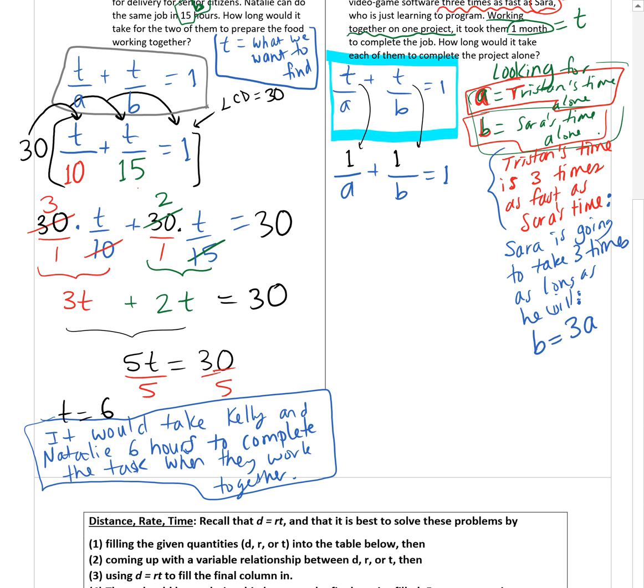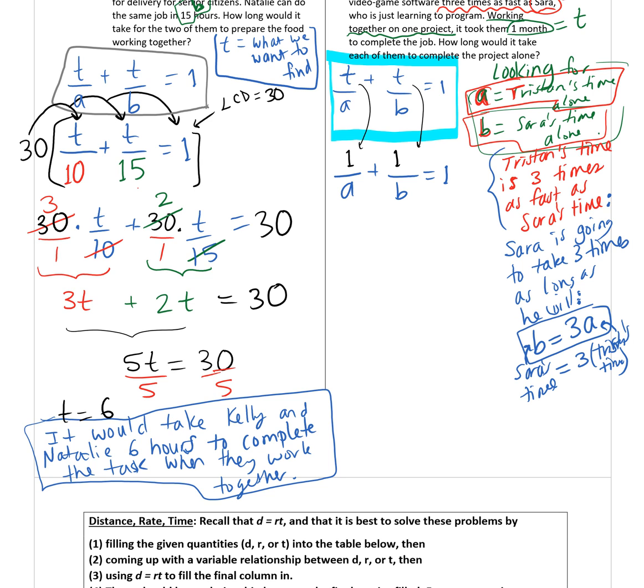Remember, this was Sarah's time, B, is 3 times as long as Tristan's time. That's kind of tricky, but we did come up with a relationship.